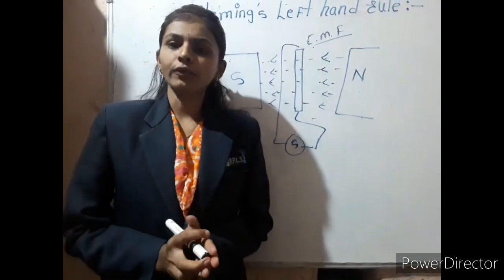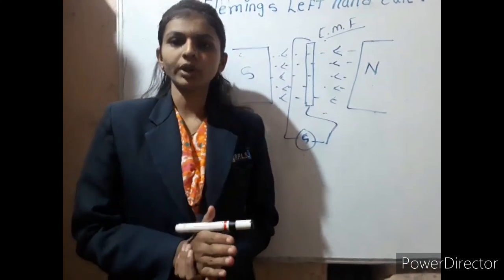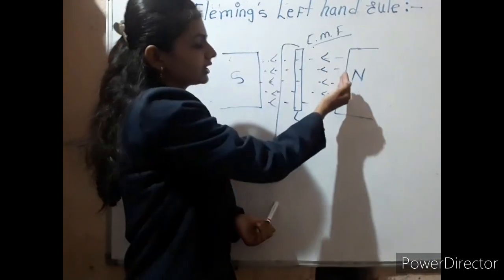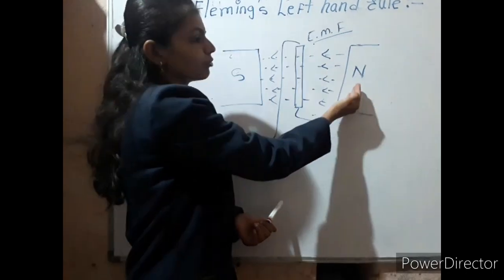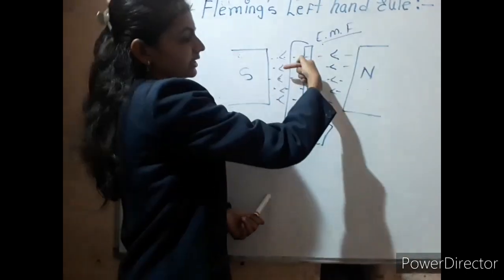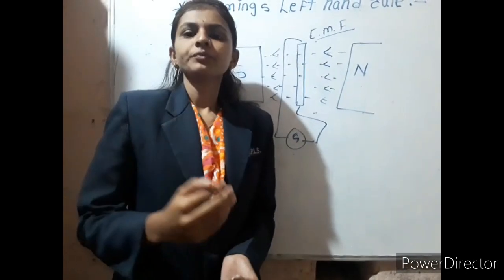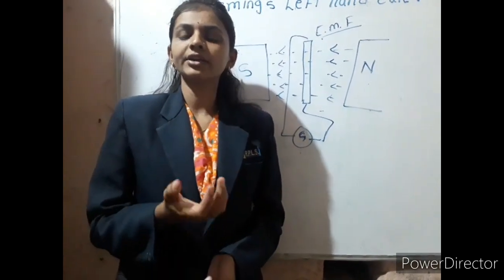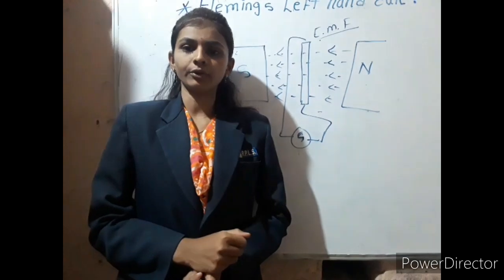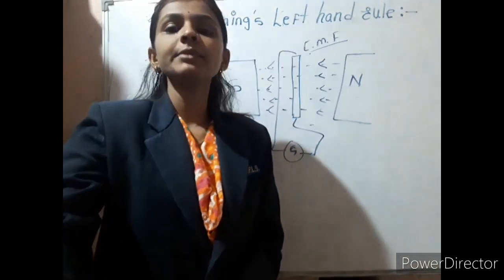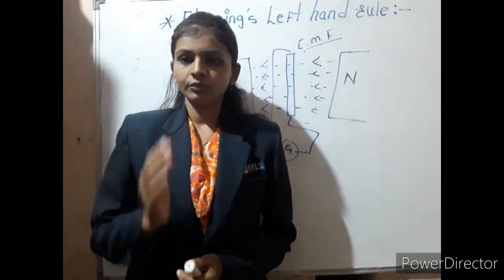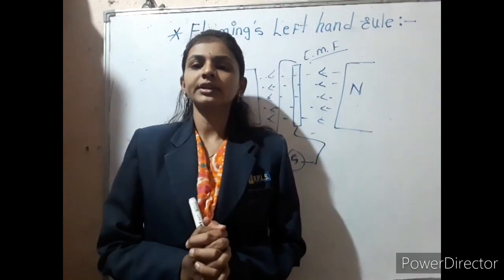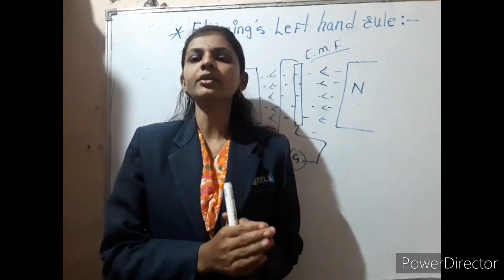Now we have to find out the direction of current. We know the magnetic lines flow from north pole to south pole, in this direction. But the point of discussion is that we have to find out the direction of current and the direction of the force. How do we find out? Here we can apply Fleming's left hand rule. By using that rule we can find out the direction of current and the force.